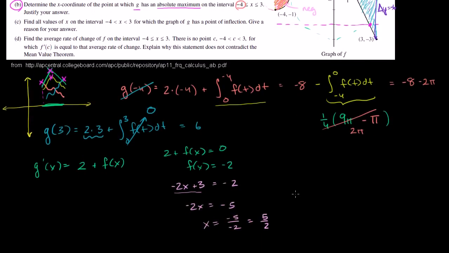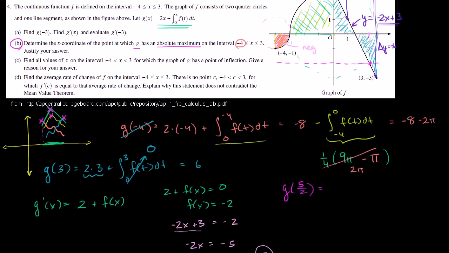Now, we don't know what this is. We don't know if this is an inflection point. Is this a maximum? Is this a minimum? So really, we just want to evaluate g at this point to see if it gets higher than when we evaluate g at 3. So let's evaluate g at 5 halves.